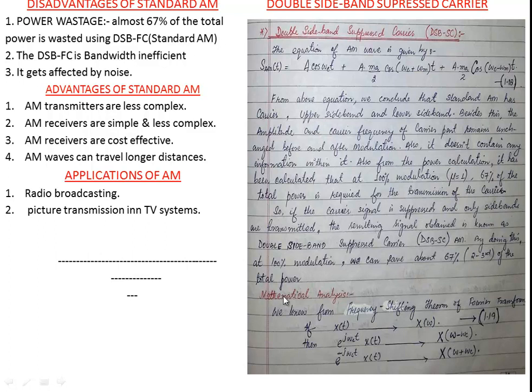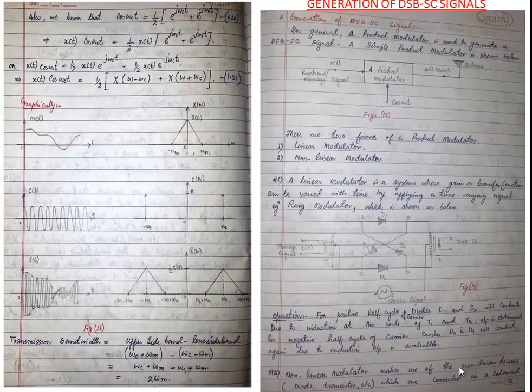Now, we will see the mathematical analysis. We know from the frequency shifting theorem of the Fourier transform that x(t)e^(jωct) is X(ω − ωc), and x(t)e^(−jωct) is X(ω + ωc). Also, from Euler's identity, cos ωct can be written as 1/2 of e^(jωct) plus e^(−jωct). So, when we multiply these two terms, we get this. You have already done this in the previous lecture.